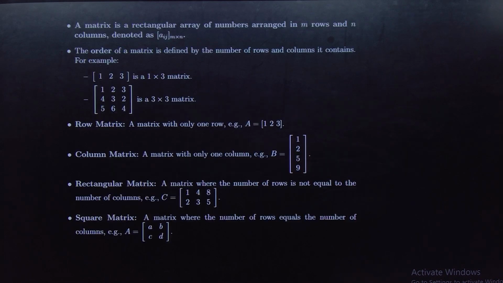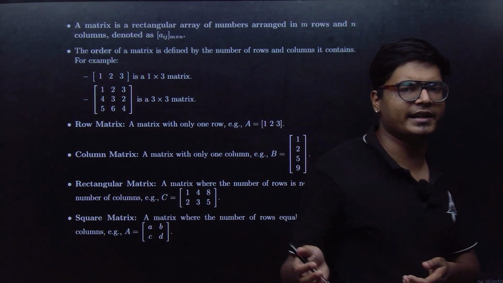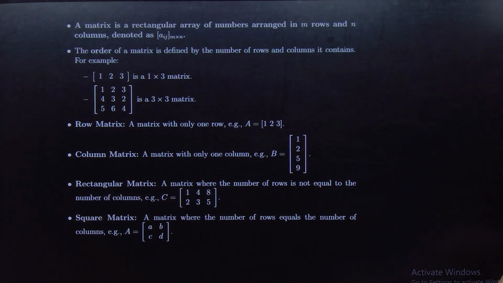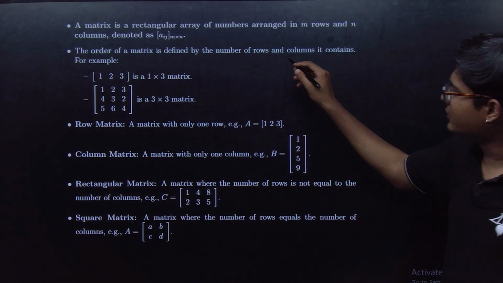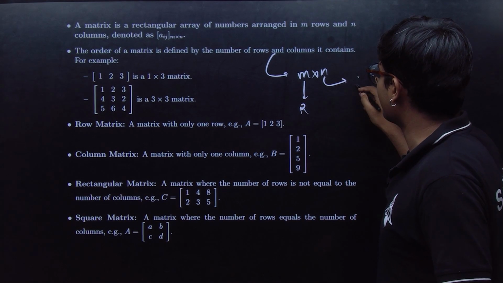Matrices and determinants. A matrix is nothing but a rectangular array which contains a lot of numbers, right? So a representation of numbers in the form of a rectangular array is known as a matrix. The order of a matrix is defined by the number of rows and columns it contains. Every matrix is going to look like m cross n, where m is the number of rows and n is the number of columns, right?